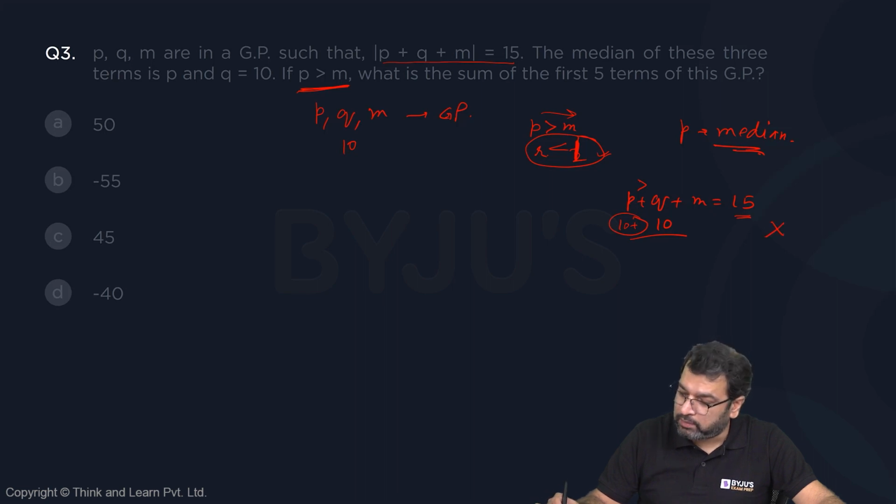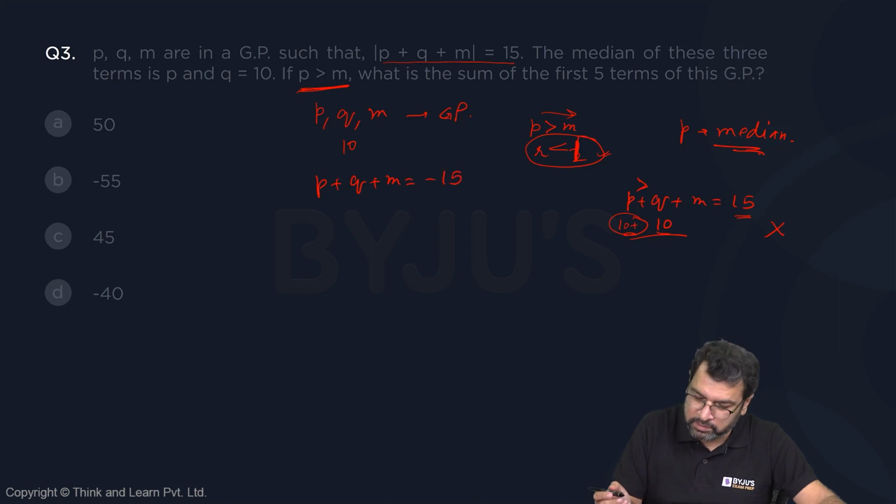Can I say that 15 sum is not possible, right? I repeat it. If P is more than M, then common ratio should be less than 1, right? In that case, P should be more than Q. So if Q is 10, then P should be definitely more than 10. Then the sum would be 20 plus, right? It cannot be 15. So this case is not possible. That means that P plus Q plus M should be equal to minus 15.